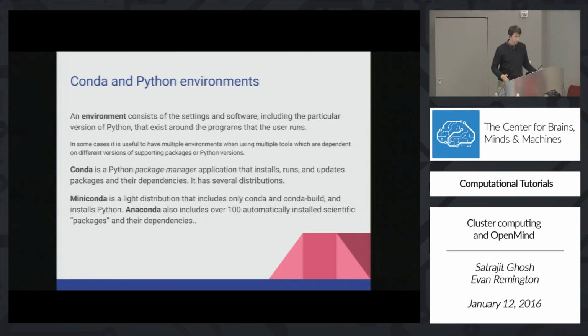So just a little bit of background about Conda and Python environments. An environment consists of the settings and software, including the particular version of Python that exists around the programs that the user runs. In some cases, it's useful to have multiple environments when using multiple tools which are dependent on different versions of supporting packages, or Python versions even. So for instance, the newest Python version is, I think, 3.5, but a lot of people really rigidly prefer 2.7. And so some applications only work with 2.7.